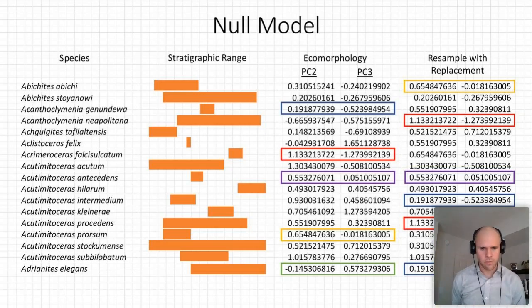There's an asymptote there. So we built a pretty novel, I think, null model to try to address this. We take our species list and the stratigraphic ranges associated with those species, fix that, and then randomize with replacement the PC measurements, PC2 and PC3, from the actual data set. Do that 10,000 times, take the median, and we have our null expectation.